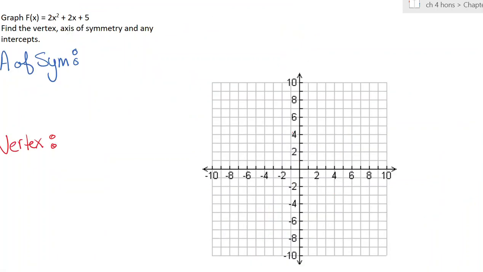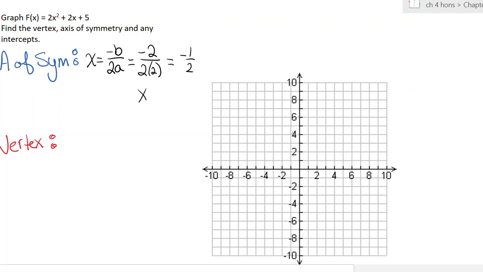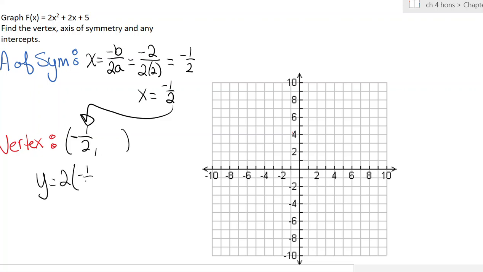So let's do another one of these together. Axis of symmetry is x equals negative b over 2a. Opposite of b would be negative 2 over 2 times 2. This reduces down to negative 1/2. So it's going to be halfway in between the two lines. So x equals negative 1/2. That is the x coordinate of the vertex. You're going to take that and plug it in for the x values into the equation. This will allow you to solve for the y value.